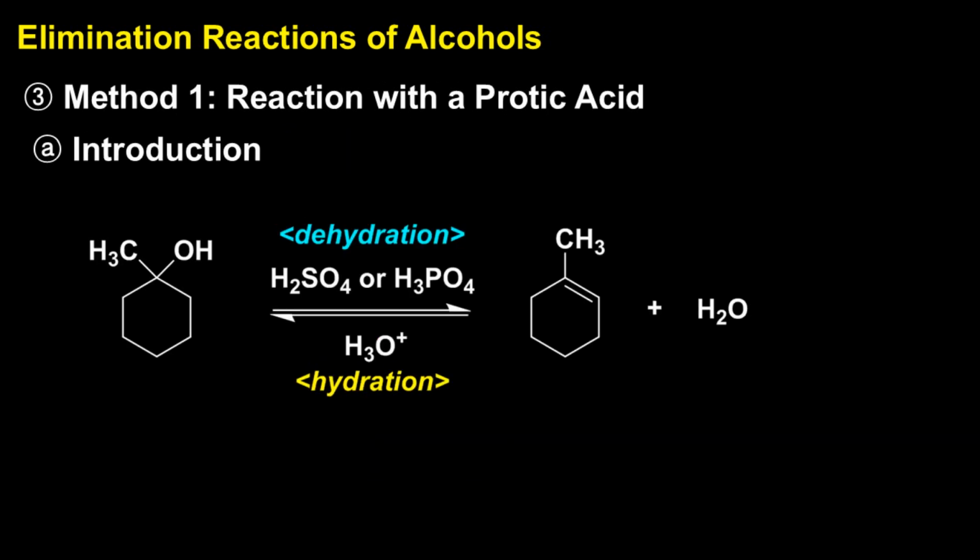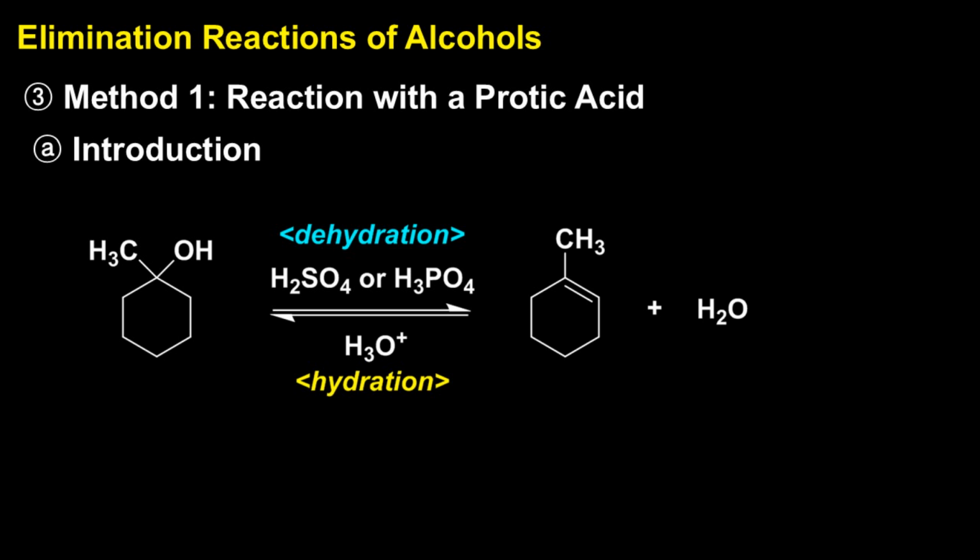All right, let's start with the first method for eliminating alcohols, using a protic acid. Here's how it works. You take an alcohol and add a strong acid, like sulfuric acid or phosphoric acid. With heat, the acid protonates the OH group, turning it into water, which is a much better leaving group. Once that happens, the molecule goes through elimination, and you end up with an alkene. And since you're removing an H and an OH from neighboring carbons, you also get a molecule of water.